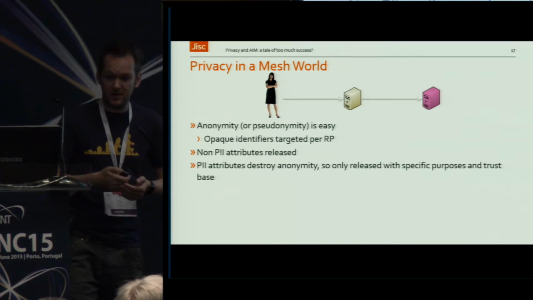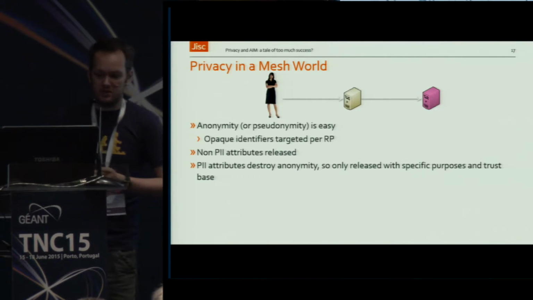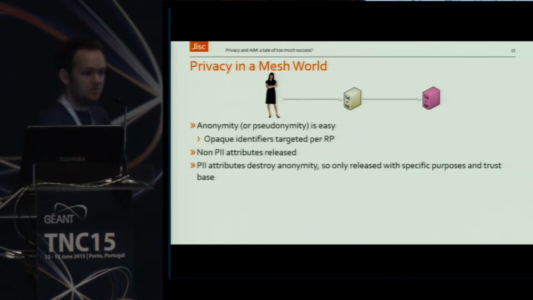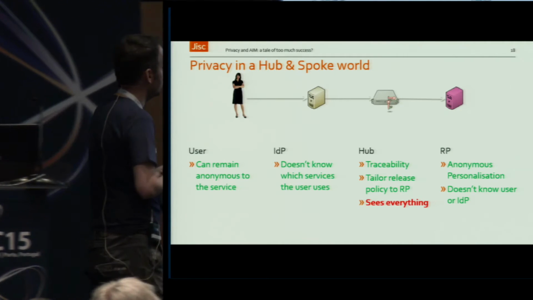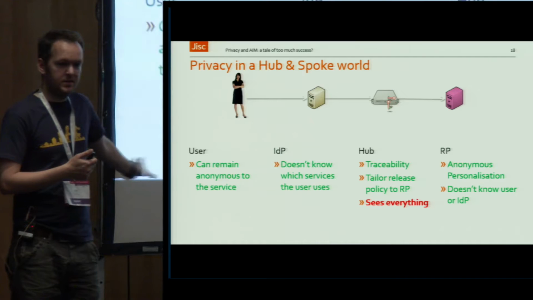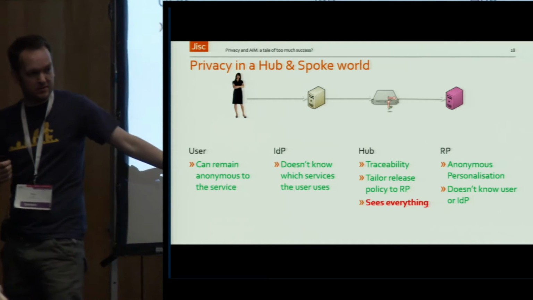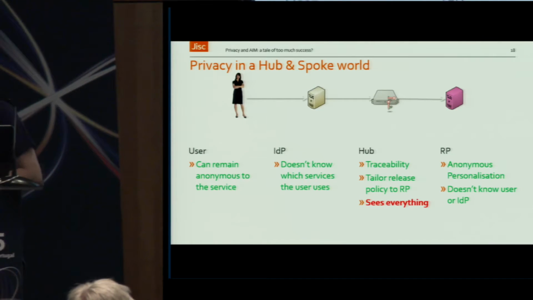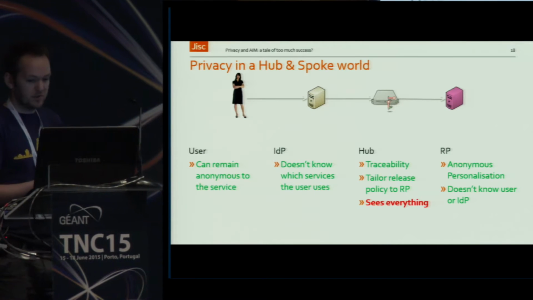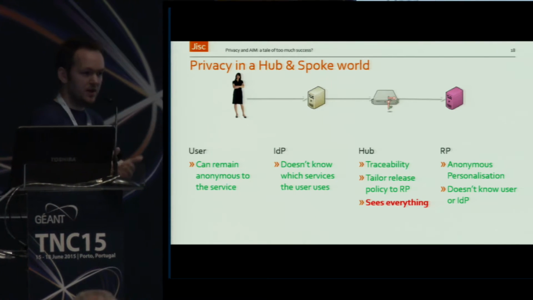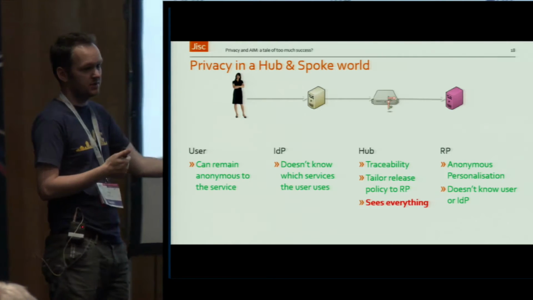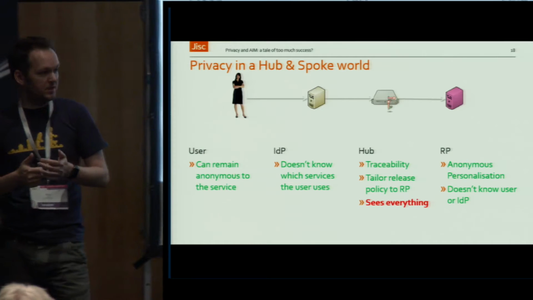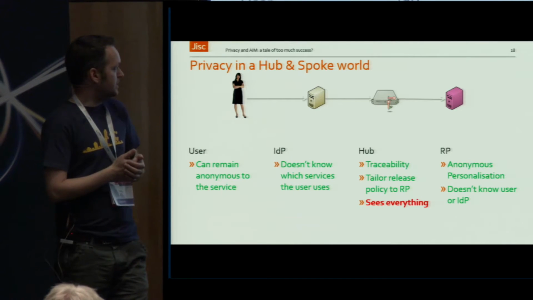So, anonymity, pseudonymity is easy. Non-personally identifiable information can be released, but only according to policy. In the hub and spoke world, there's a lot more green here, which is interesting. The user can remain an anonymous service. There is traceability. There is anonymous personalization. But the IDP now doesn't know which service the user is going to, because they just see the user going to the hub. The service doesn't know which IDP the user came from, because they just see the hub.